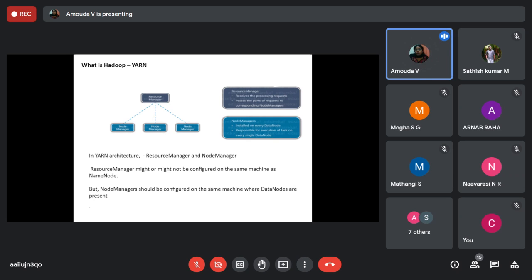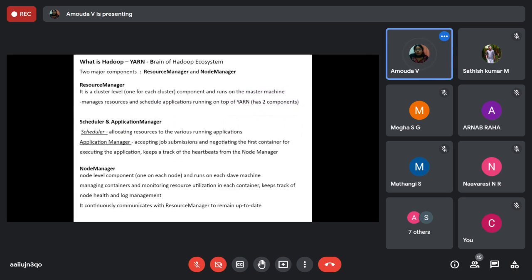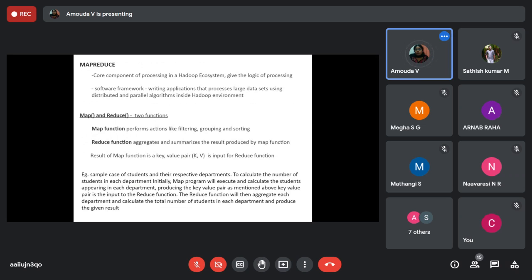Now to conclude, Hadoop has two main modules, that is HDFS and yarn. HDFS has two components, name node and data node, and yarn has two components, resource manager and node manager. And whatever I told you is given here. This resource manager allocates resources to the various running applications. The application manager accepts the job submission and negotiates with the node manager. That's its job. Then we have one more module, MapReduce.